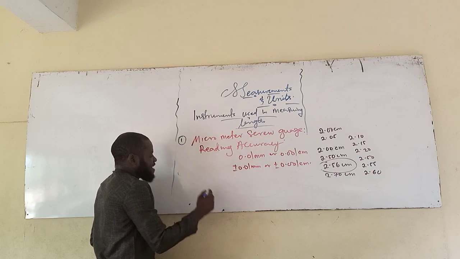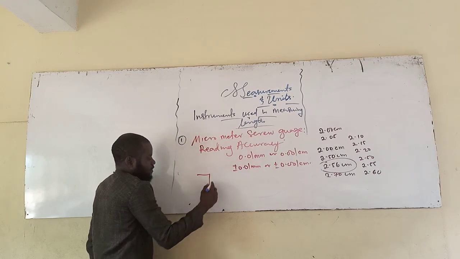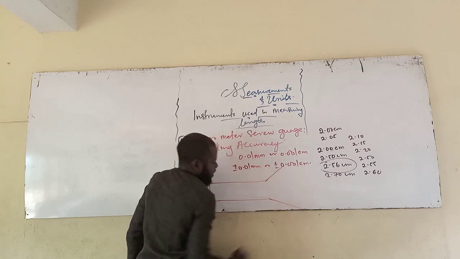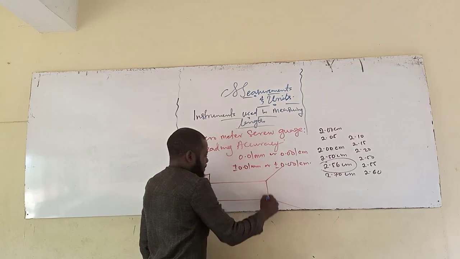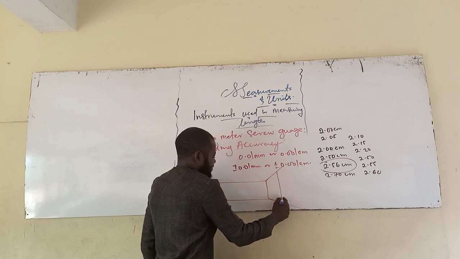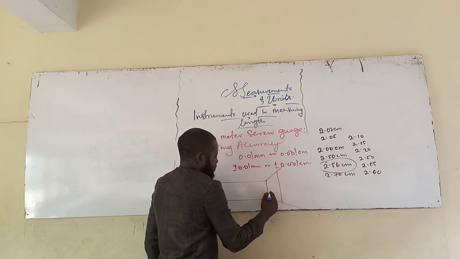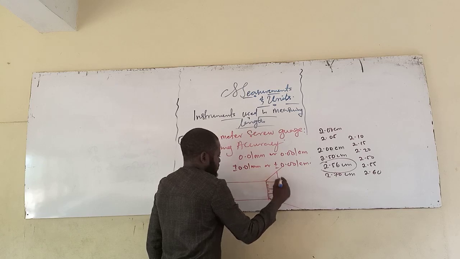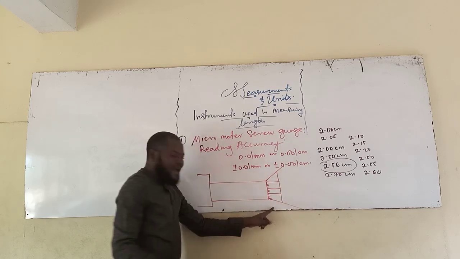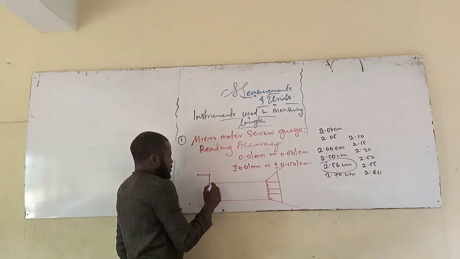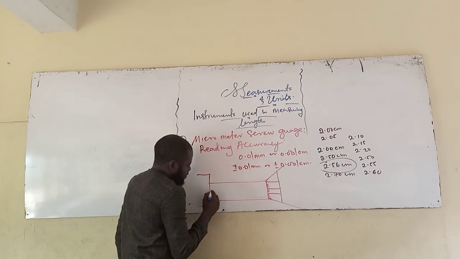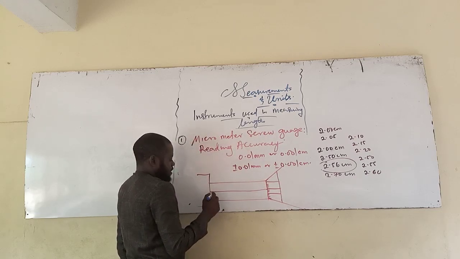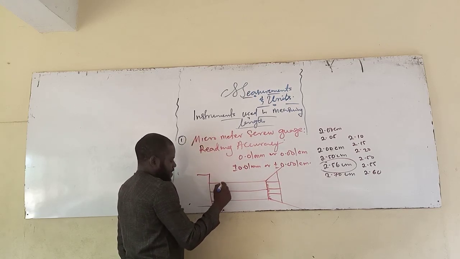You'll be given a micrometer screw gauge like this. This is just a rough sketch. Are you getting this now? Might not be that perfect, but just take it like that. Yes? Okay. Now, these are the micrometer screw gauge. Now, let's see. I have a line here like this, and we are going to have small lines here.